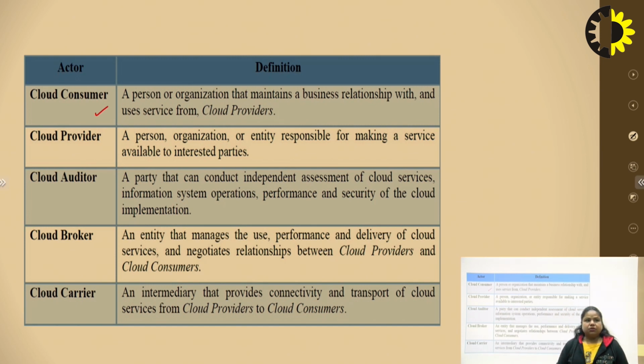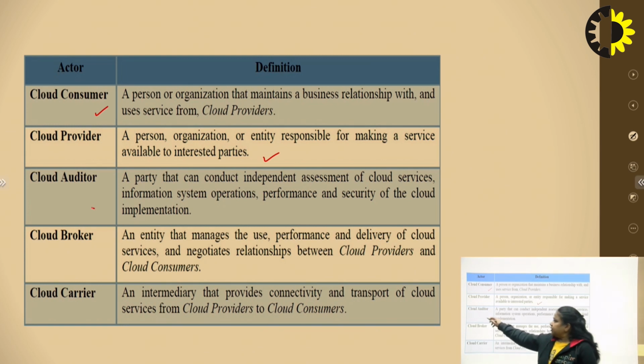When we talk about the cloud consumer, it is the one who consumes the services, the one who uses the services from the one who provides them. A cloud consumer is a person or an organization that maintains a business relationship with, and uses services from, the cloud providers. Then we are going to talk about the cloud provider. Basically, that is a person, entity, or organization responsible for making services available to the interested consumers or interested parties.